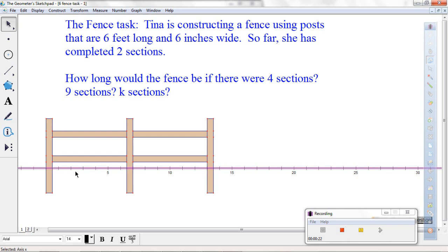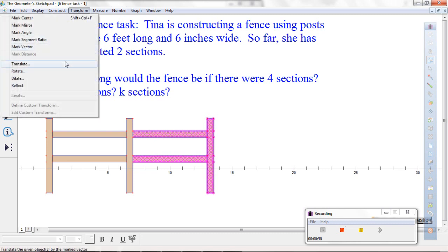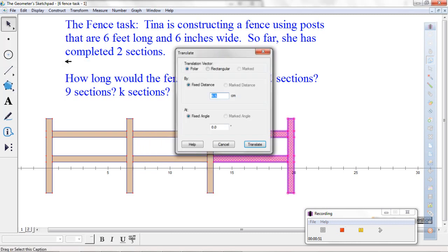One of the nice things about this software is you can use it as measurement, and I can say, well, here's a half a foot, and then I can add 1, 2, 3, 4, 5, 6 feet, and then a half a foot, and there's one section, and then 1, 2, 3, 4, 5, 6 feet, and then a half foot, and there's another section. And it's pretty quick and easy to make other sections too, because all I would have to do is translate, and there's another section.